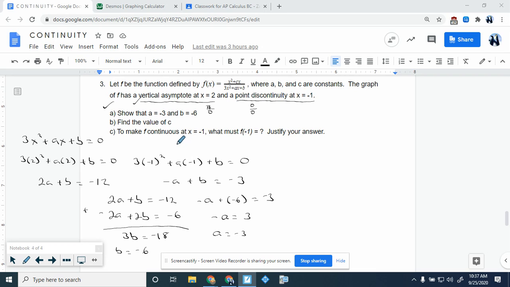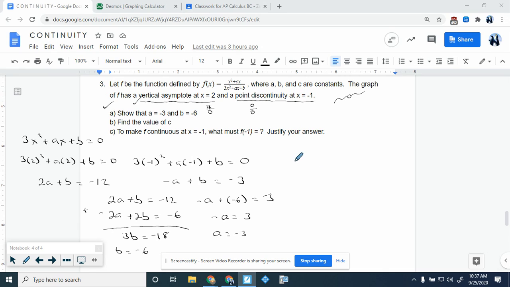All right. So now what about find the value of c? Well, now remember, because there's a point discontinuity. When I say point discontinuity, I'm talking about this type of situation, a hole. That means when you plug a value in, in this case -1, you're specifically going to get 0 over 0.